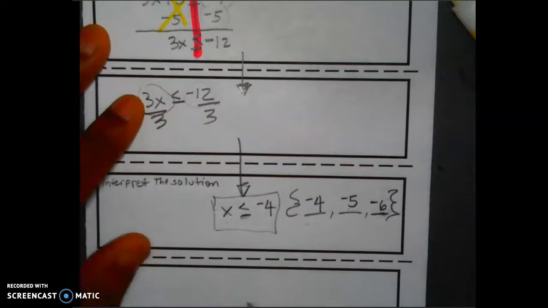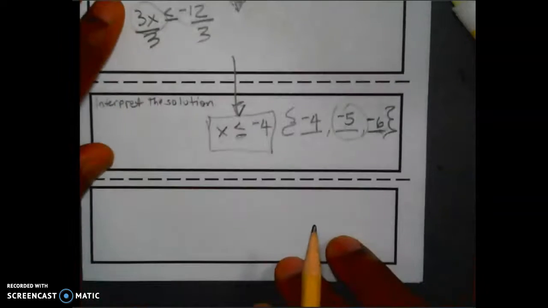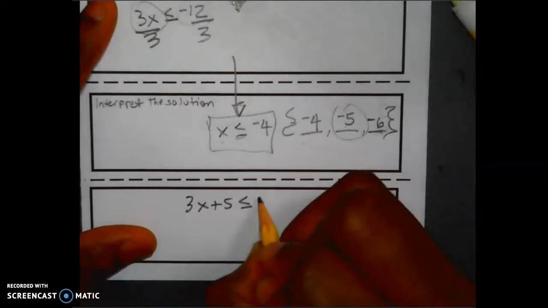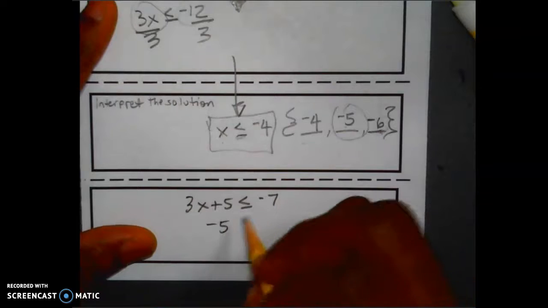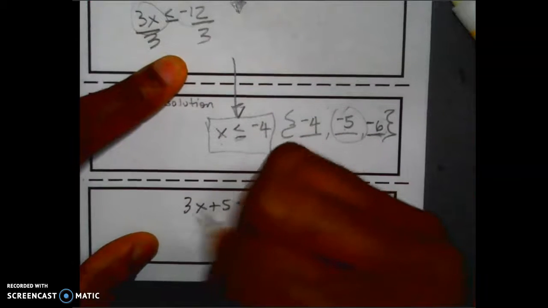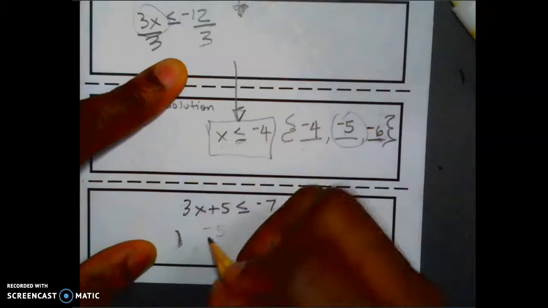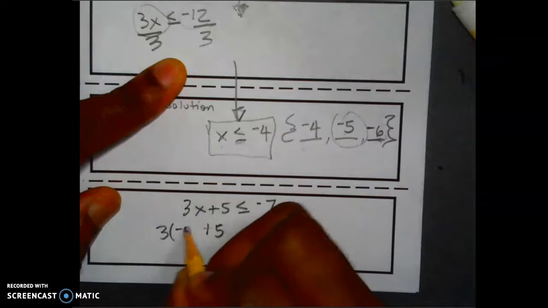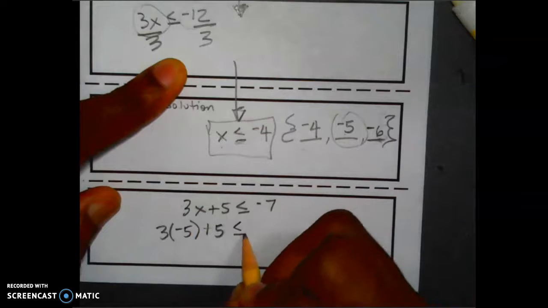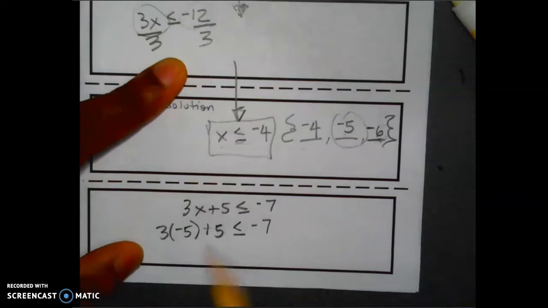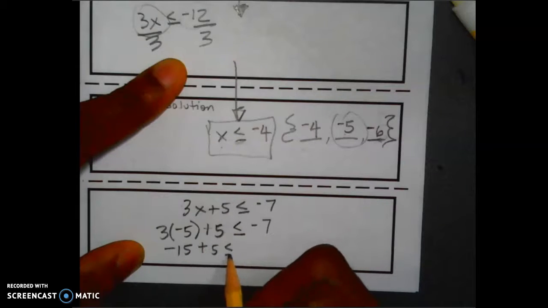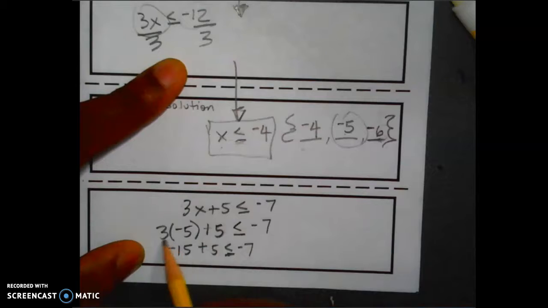So again, I'm going to go back to the original problem. Excuse me, everybody. Thinking one thing and writing another. It should be +5. I'm going to do 3 times -5. And when I substitute in, I'm just going to go ahead and start simplifying. So -15 plus 5 is less than or equal to -7. When I combine these two, -15 and 5, that gives me -10 is less than or equal to -7.